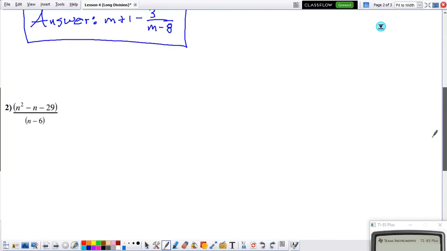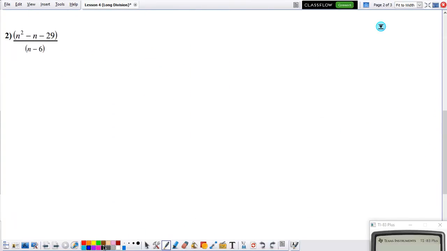Let's try another example. Again, you want to use long division. So the first thing that you should do is just do the setup. Again, the setup is just some kind of a box here. So open the box. Now, inside the box is the numerator, which in this case is n squared minus n minus 29. And on the outside, you're going to have your denominator, which is n minus 6.